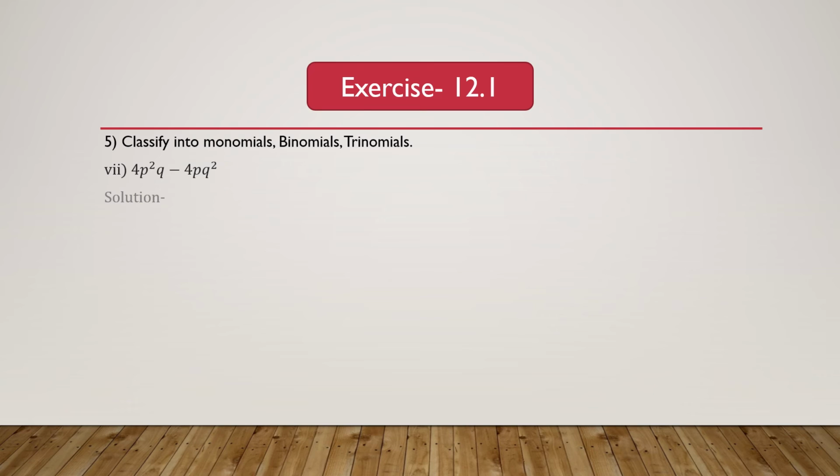Now question number 7th bit: 4p square q minus 4pq square. We have to classify into monomials, binomials or trinomials. This expression consists of two terms, the first term 4p square q and the second term minus 4pq square. So this is a binomial. A binomial contains two terms.